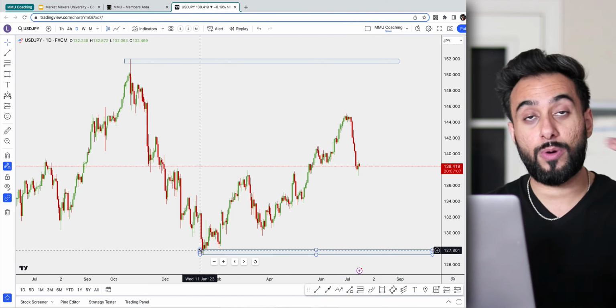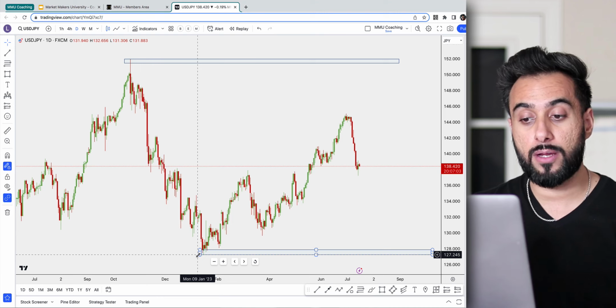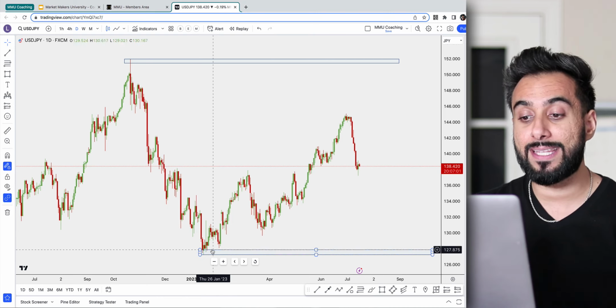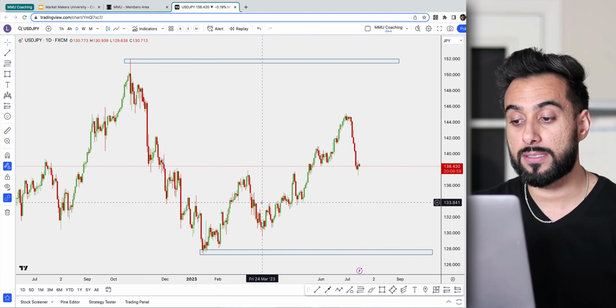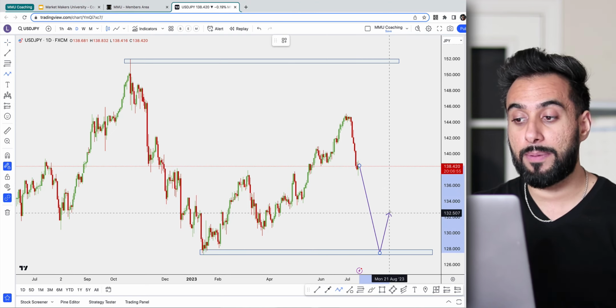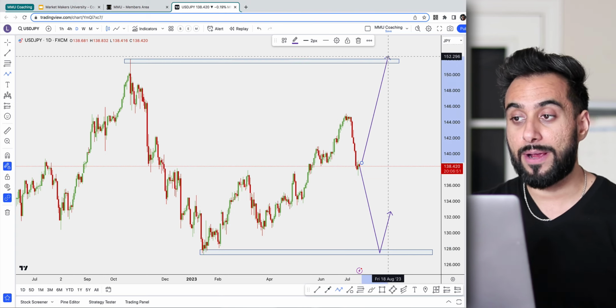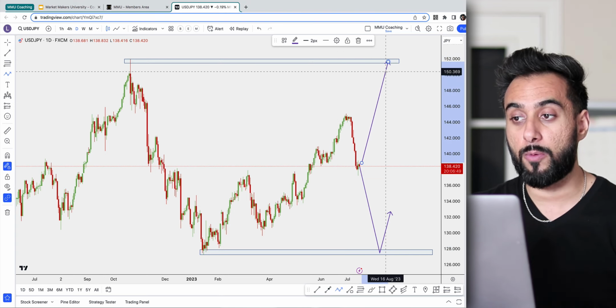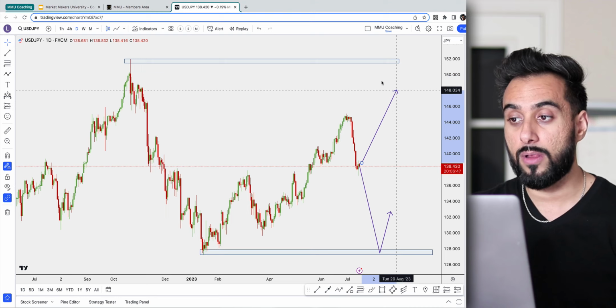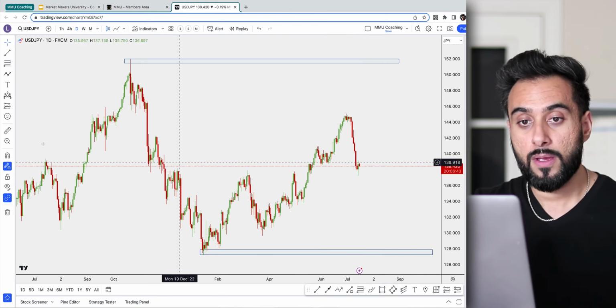I'm just barely grazing the bodies of the candles. The next thing you want to make sure you always do is extend these zones into the future. Why? Because these are reference points that we're potentially going to use to enter our future trades. So if the price goes up here, this is a reference point where we're going to look to enter a sell in the future. That is why we want to make sure we draw these in the future.